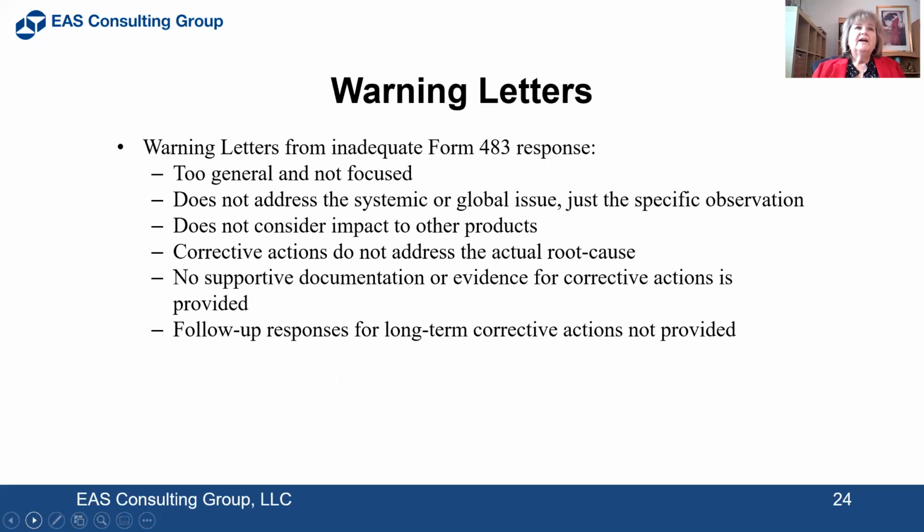So some reasons why you might get a warning letter from an inadequate 483 response: if your response was too general and not focused, if it did not address the systemic or global issue, just a specific observation. And what we mean by that is if they gave you a 483 on product X that you had in your stability program, and you didn't check to make sure that the rest of the items in your stability chamber have the same setup, then they don't want you just to pay attention to the one thing they said. They want you to look at it in a bigger context of your systems.